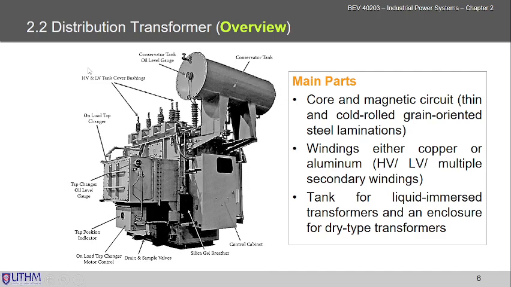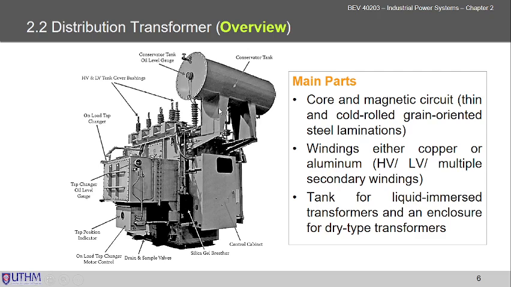And now we focus on 2.2, the distribution transformer. So this is a piece of a big distribution transformer or a power transformer. If it is applied at the generation, we call it a power transformer. For example, at the generation stations of the TNB, we will have the step-up transformer. That step-up transformer is called the power transformer.